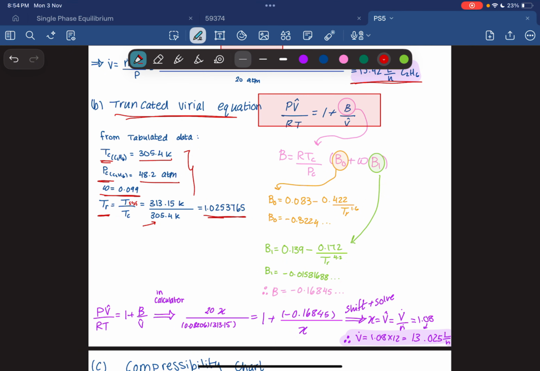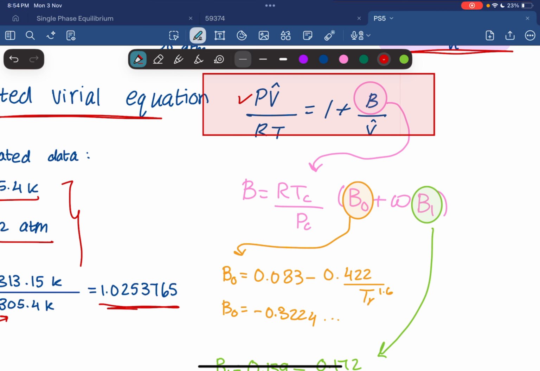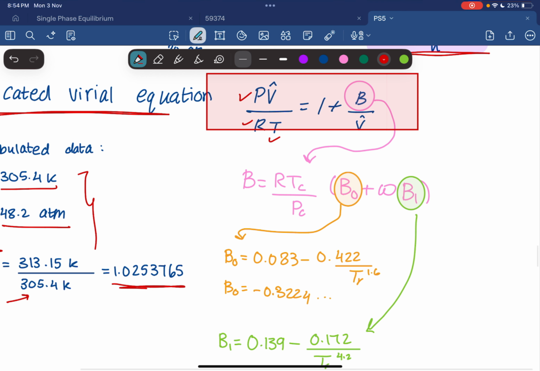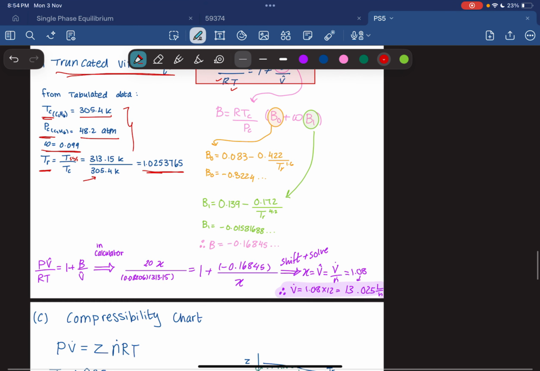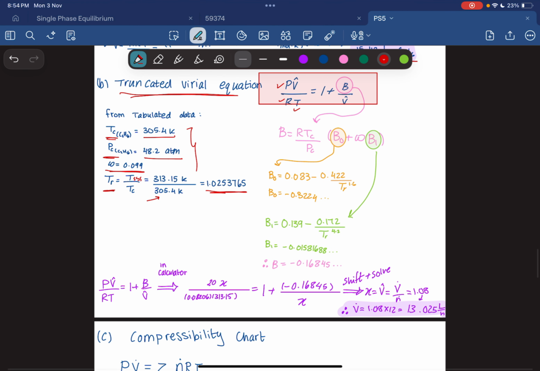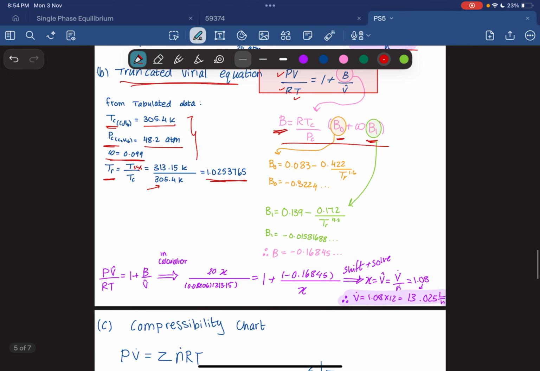So to use the truncated virial equation, we have P, we have R and T. We need to calculate the virial coefficient B. To calculate the virial coefficient B, we will have to go through multiple steps. So the equation for the virial coefficient B is this. So basically, we first need to find B0 and B1 and then substitute them in this equation to get the virial coefficient B. So the equation for B0 is given by this.